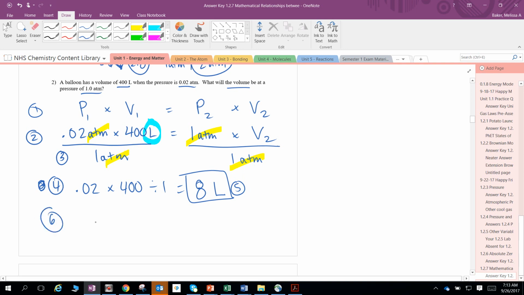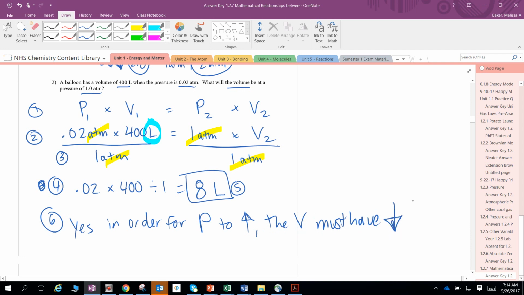Does this make sense? Yes, this makes sense. In order for the pressure to increase, the volume must have decreased. And it did, because the pressure went up from 0.02 to 1, and the volume went down from 400 all the way to 8.